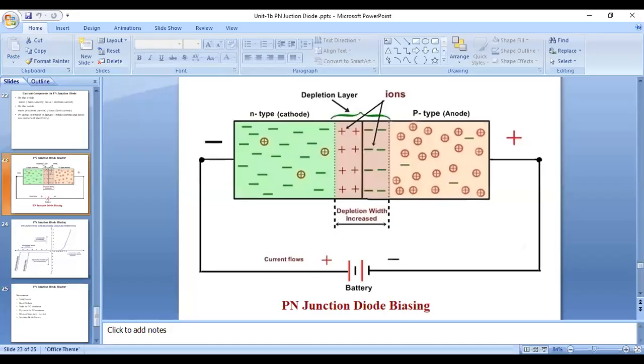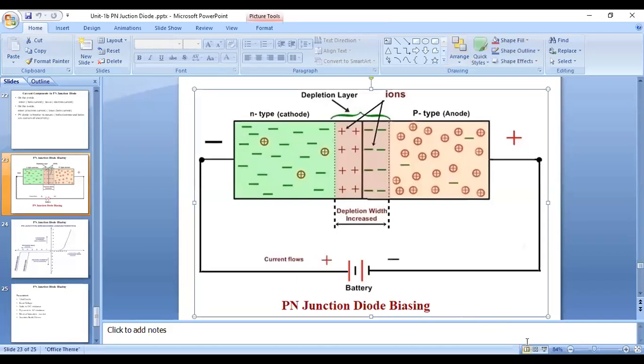Me whether my screen is visible or not. Is my screen visible? No. Is my screen visible? Yes, sir.